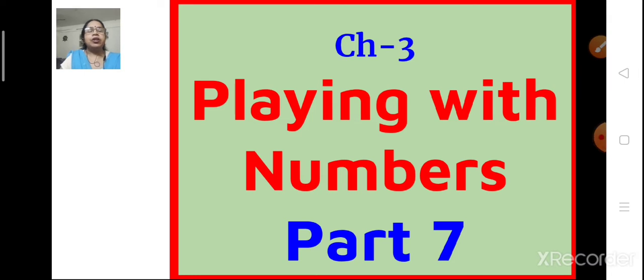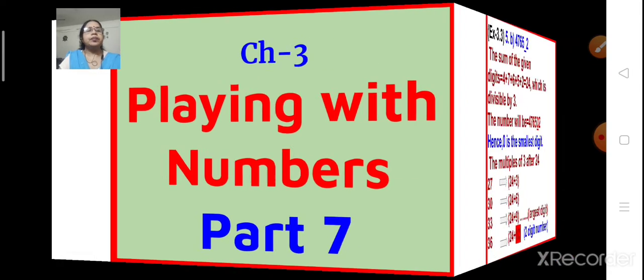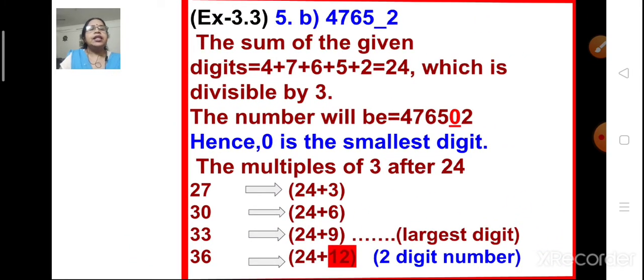This is part 7 of the chapter. In this session, first we will solve a few more problems of exercise 3.3 which we could not complete in the previous session, and then we will move on to the next topic, that is common factors and multiples. So let's see what is the next problem.